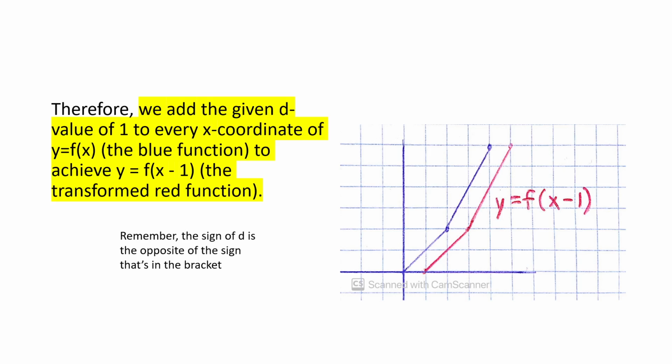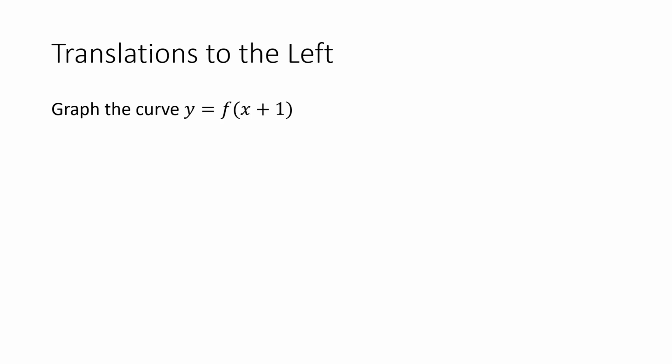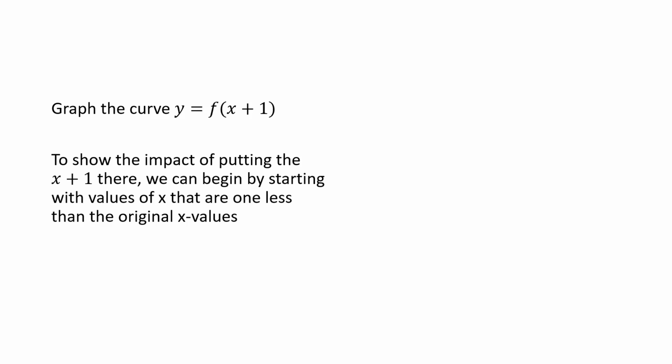And like it says, remember the sign of d is the opposite of the sign that's in the bracket. When d is greater than 0, i.e. when there's a minus sign in the bracket, we perform a translation d units to the right. But what if we translate to the left?